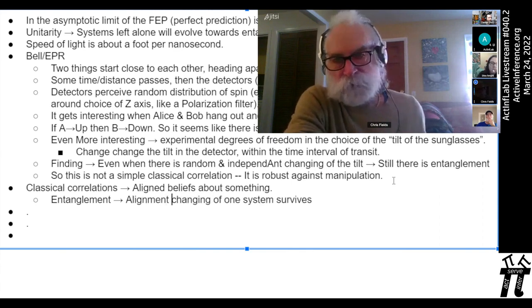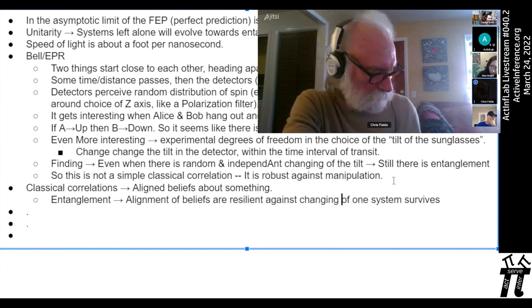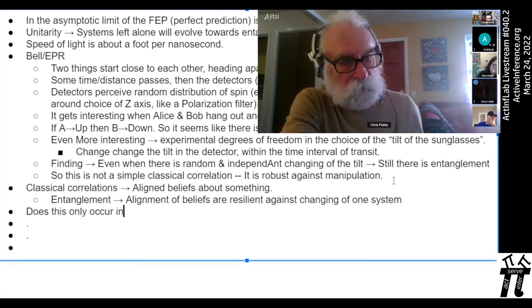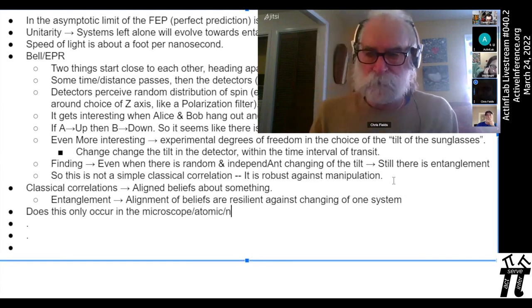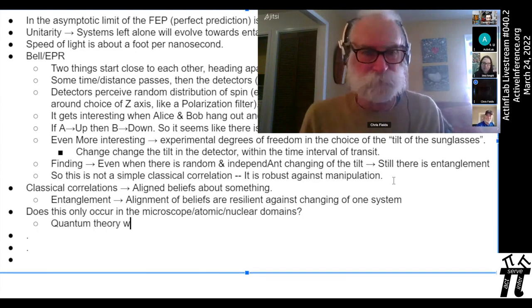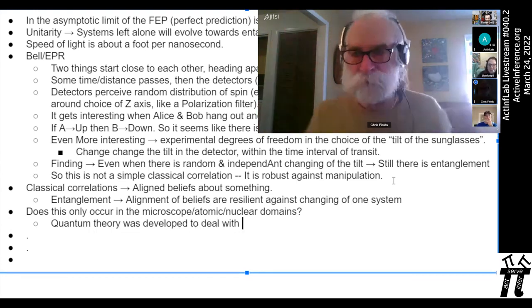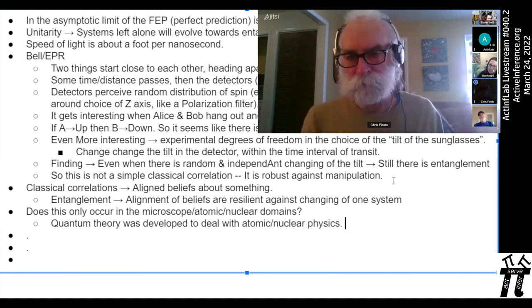Now let's go back to this question. Is this an effect that only occurs in some microscopic domain? The answer is, it's an effect that was first described by a theory that was intended to only describe a microscopic domain. Right? Quantum theory was developed to deal with atomic and nuclear physics. And so there's this idea of the quantum world, which is very small. But the math, of course, applies across the board.